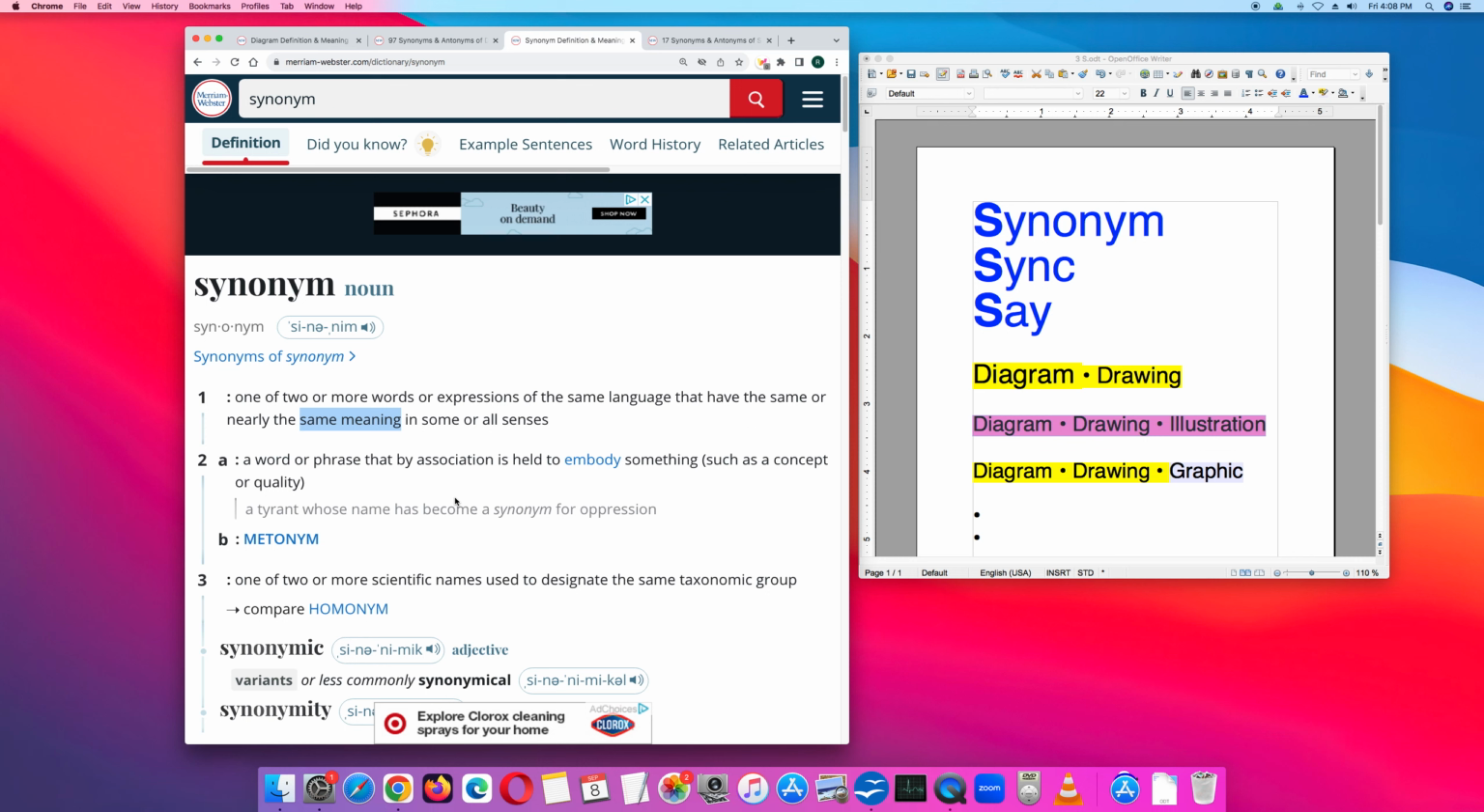say, well, what is synonym? Well, it's same. Same what? Same meaning. So I would actually do this. Synonym, same meaning. Same meaning, synonym. And you can move things around. Synonym, same meaning. Same meaning, synonym. Synonym, same. Synonym, same meaning.